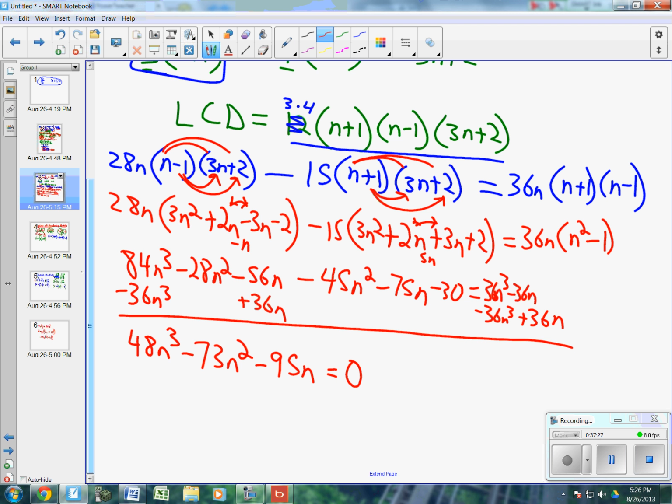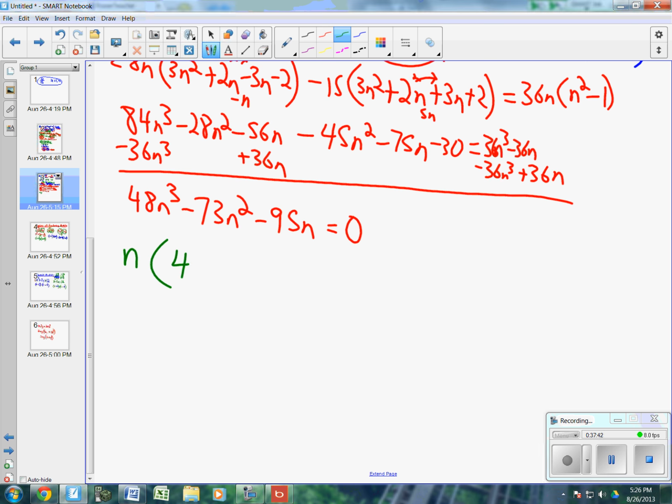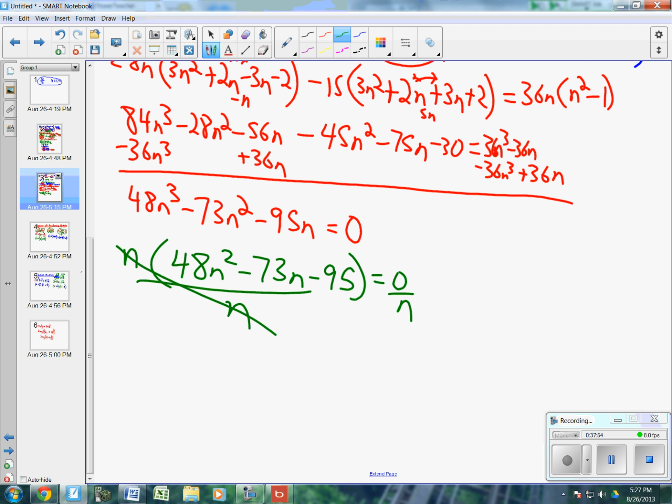Okay, and then since we don't have a constant term, every term has at least an n in it. And so we can factor out at least an n out of each one of these, and we may be able to factor out more. Well, it looks like I can only factor out an n. I'm going to get 48n squared minus 73n minus 95 equals 0. If I divide both sides by n, those cancel out on this side, so I get 48n squared minus 73n minus 95 is equal to 0 divided by n, which is 0.